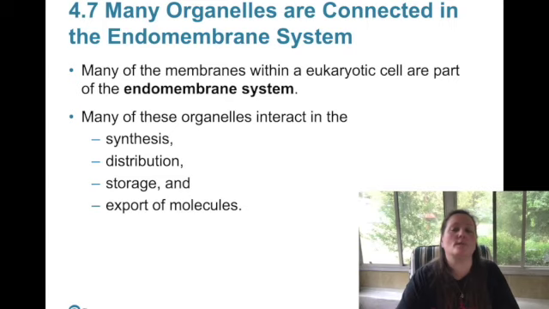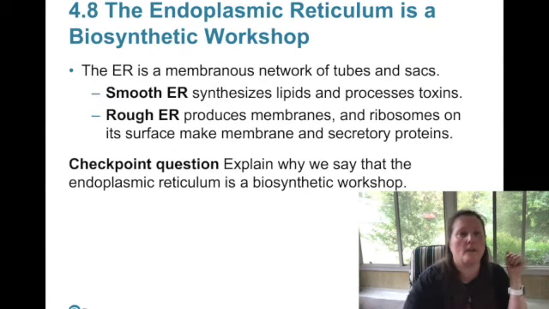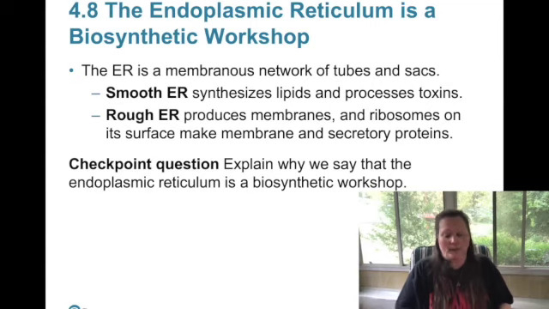Now, many of the membranes within the eukaryotic cell are part of the endomembrane system. So many of these organelles interact in the synthesis, distribution, storage, and export of the molecules. We have the endoplasmic reticulum, which I told you you might just see listed as ER. We have the smooth ER and the rough ER. The smooth ER synthesizes lipids and processes toxins. The rough ER is where we get our ribosomes. So if you can just remember R for rough and R for ribosomes, you will be able to remember that the rough ER has the ribosomes.